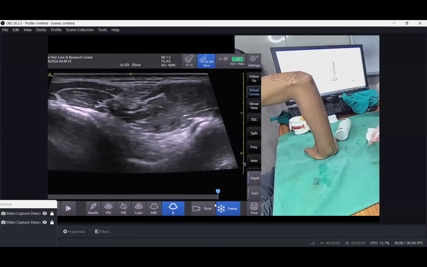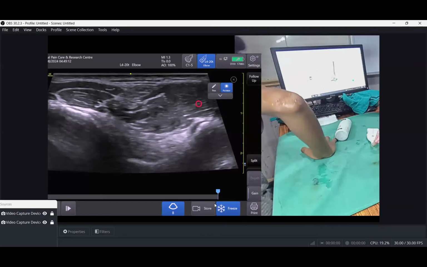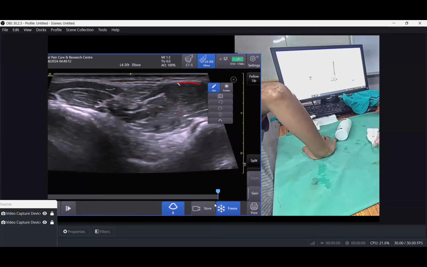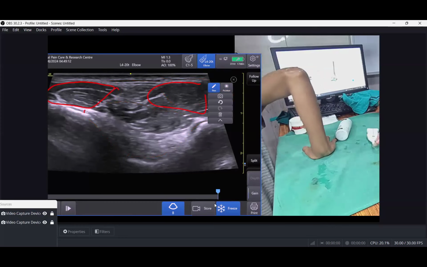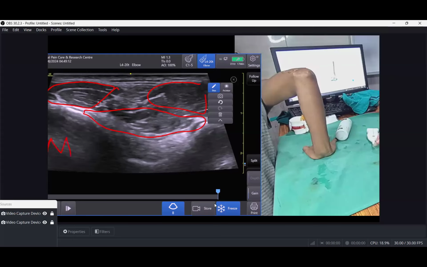Here you can see a few structures. This entire muscle is the triceps muscle. It is called triceps because it has three heads: one, two, three. This one is one head, this one is another head, and the lower part is another head. This one is the medial side, and this one is the lateral side.